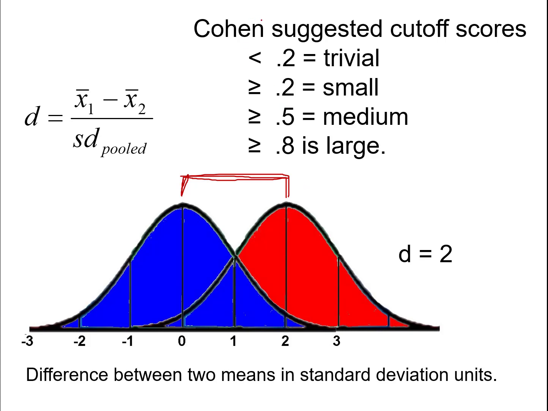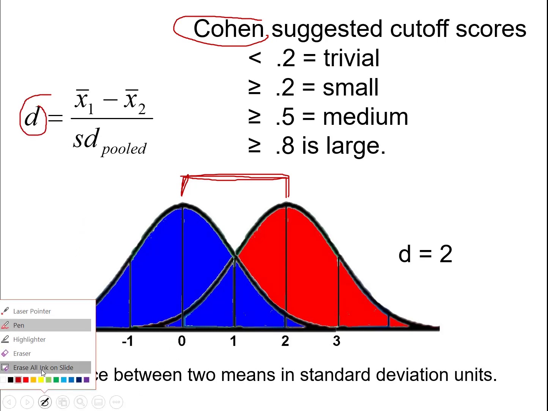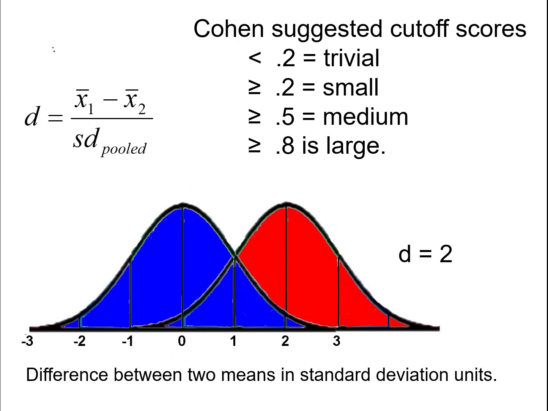Jacob Cohen is someone who's done a lot of work on effect sizes. In fact, the d-statistic is something that's named after him. A lot of times people refer to it as Cohen's d. And Cohen suggested some cutoffs in terms of what we might call a small, medium, or large effect size. In general, these are arbitrary cutoffs.